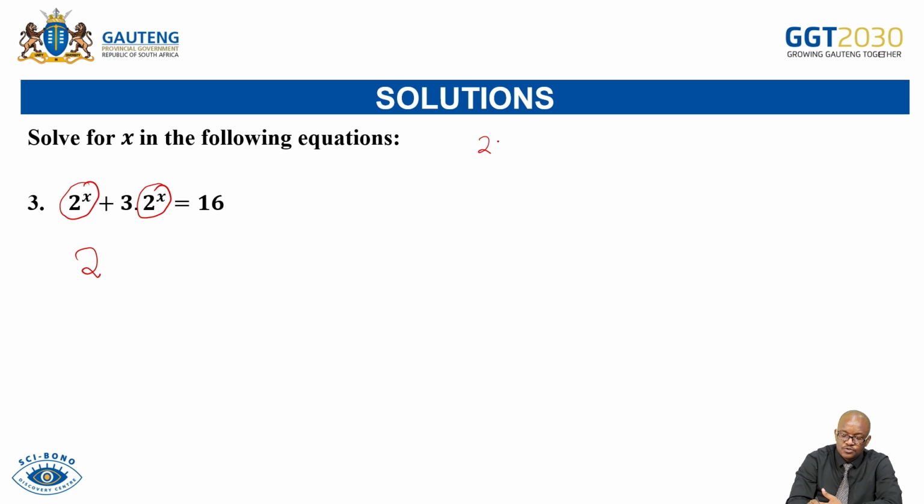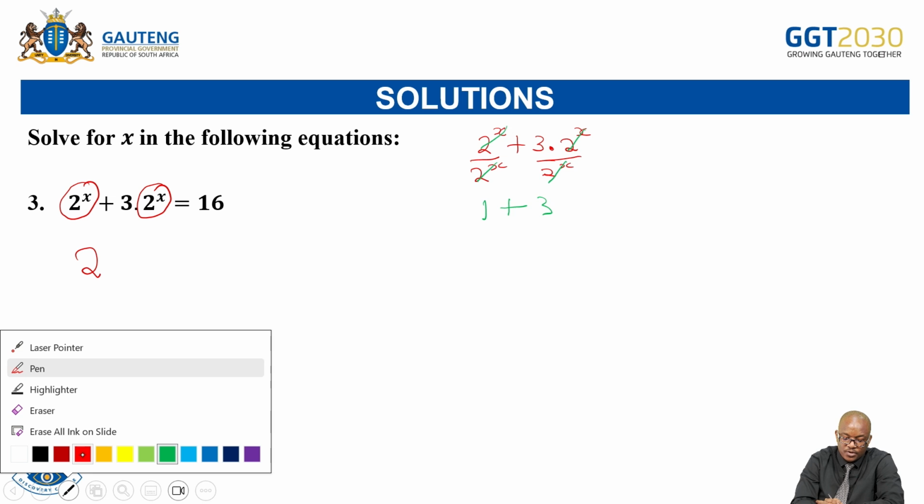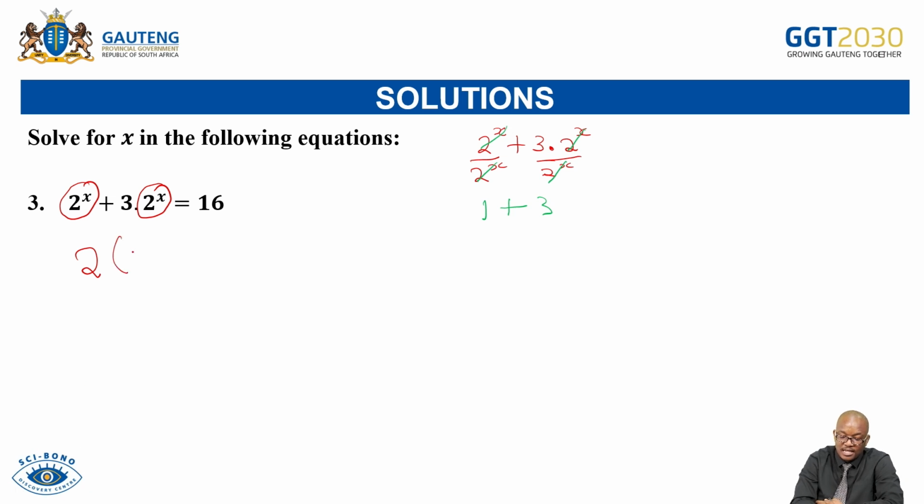So if you have 2 to the exponent of x plus 3 multiplied by 2 to the exponent of x, by taking out the common factor, it means I will divide everything by the same factor. Then you know that if you divide this one, you get 1, plus if you divide this one, you remain with 3. So basically, that's what you are going to have as we're taking out the common factor. Inside the bracket is 1 plus 3. It's equal to 16.